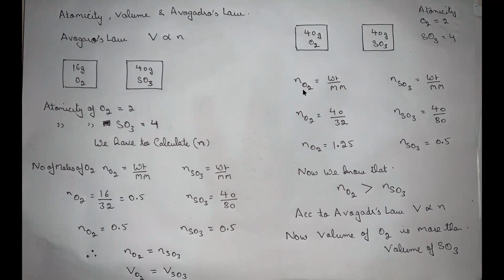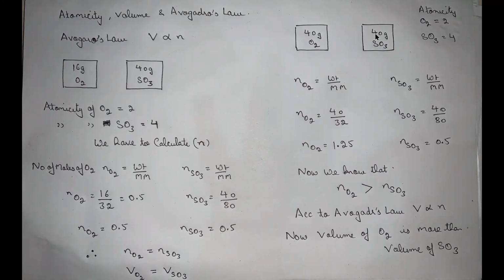Again, we have to calculate number of moles of oxygen with the same formula, given weight by its molar mass. The given weight now is equal to 40. We have to divide 40 by 32, which is equal to 1.25 moles. So in the 40 gram sample of oxygen, the number of moles of oxygen gas is equal to 1.25 moles. And in 40 gram of sulfur trioxide, as in the earlier case, number of moles is equal to given weight by molar mass, which is 40 divided by 80, which is again 0.5 moles.